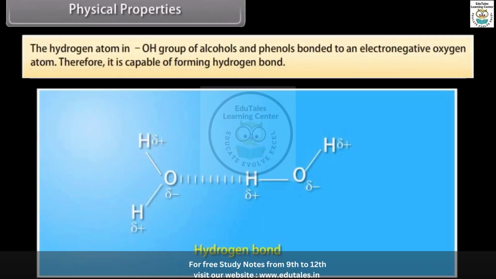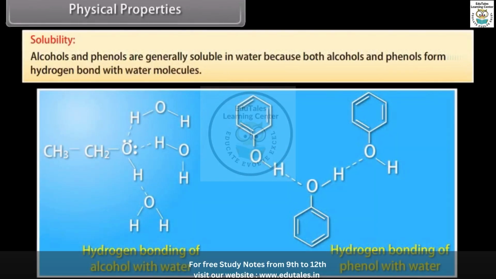The hydrogen atom in the OH group of alcohols and phenols is bonded to an electronegative oxygen atom, therefore it is capable of forming hydrogen bonds. Solubility. Alcohols and phenols are generally soluble in water because both alcohols and phenols form hydrogen bonds with water molecules.